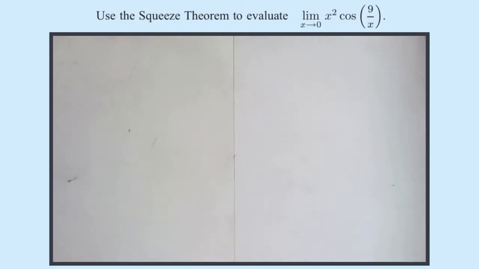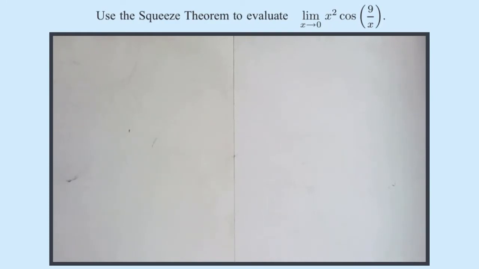Use the squeeze theorem to evaluate the limit as x approaches 0 of x squared cos 9 over x. Right, so this is quite a nasty looking function, and the squeeze theorem is really vital. Without short of plotting the graph using technology, you struggle to find a better way of doing it than using this squeeze theorem, certainly time-wise.